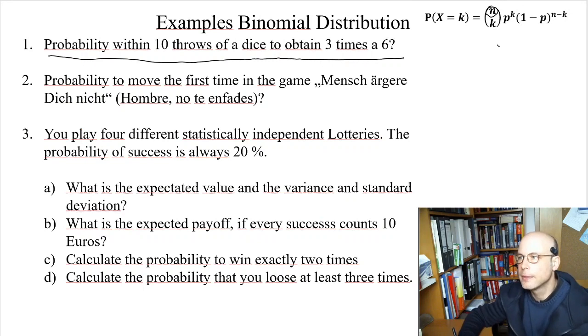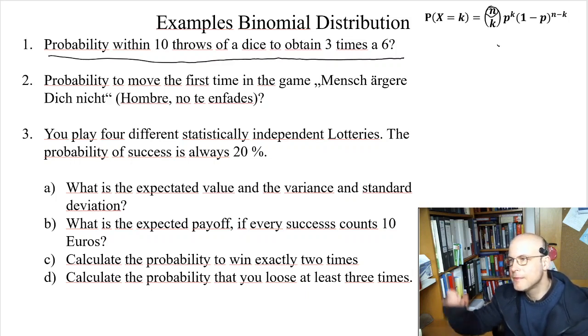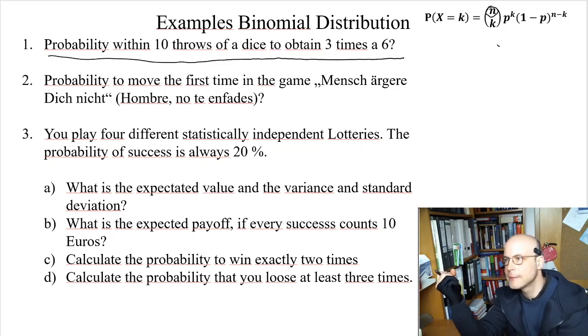What is n in the first question? n is 3 and k is 6? Just think about it. Within 10 throws, 3 times a 6. What are the events? The event is throwing a 6.